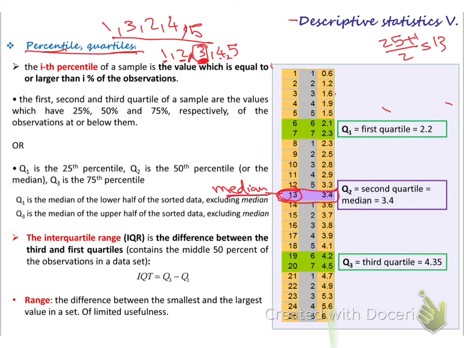I just highlighted it. How many items before it? 12, from 1 to 12. How many items after it? 12. Let's count: 1, 2, 3, 4, 5, 6, 7, 8, 9, 10, 11, 12. I have 12 before and 12 after. So this is the median.